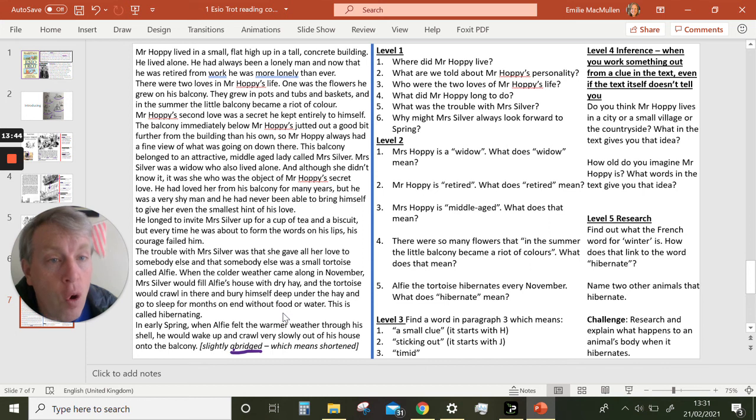Now the Level 4 questions are what we call inference questions, which is when you've got to work something out from a clue in the text. And perhaps the text won't tell you exactly the answer, but you can work it out. But you've got to use the words in the text to give you the clue to answer the question. And for Level 5, I've got some research questions that you can have a go at.